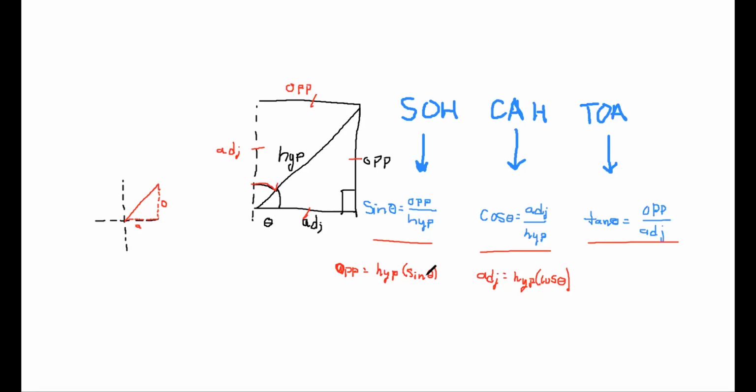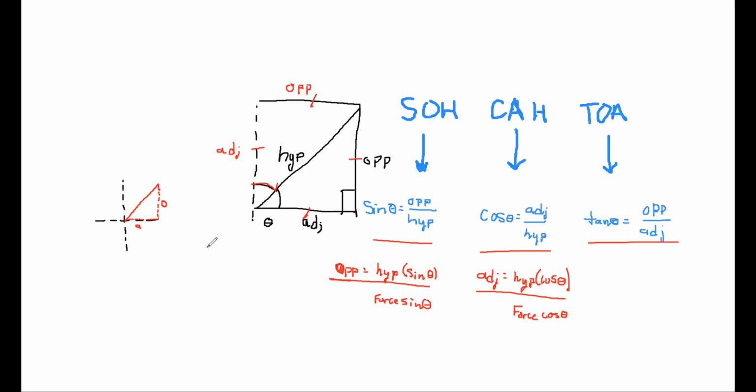So if we're looking, the opposite leg length is the force times sine of the angle. The adjacent leg length is the force times cosine of the angle. So let's do an example problem. Do you have any questions before I do that?